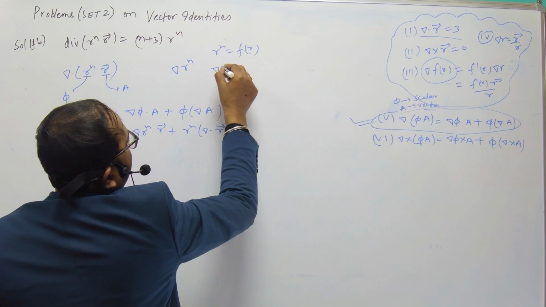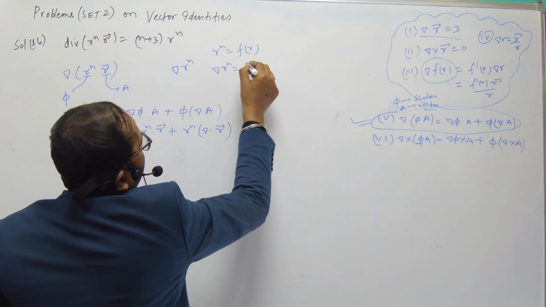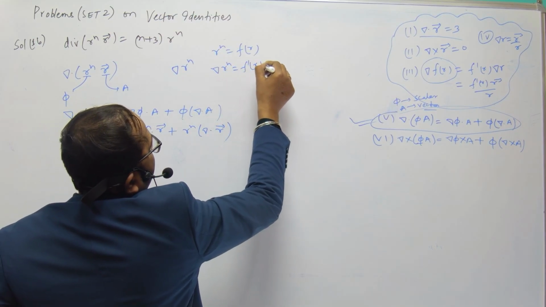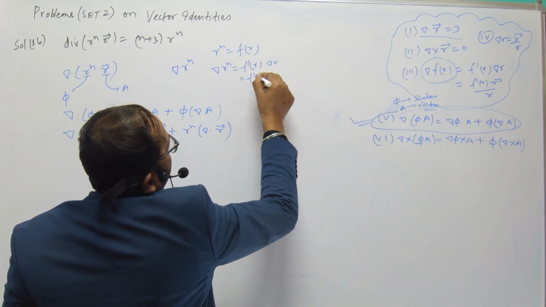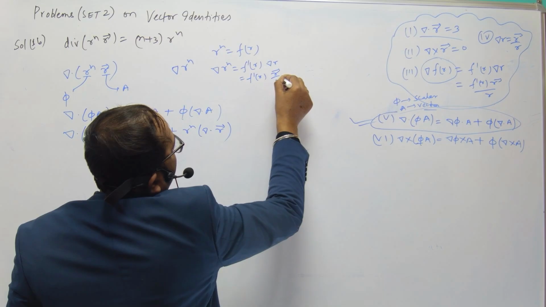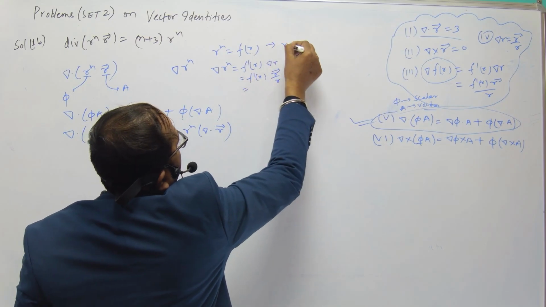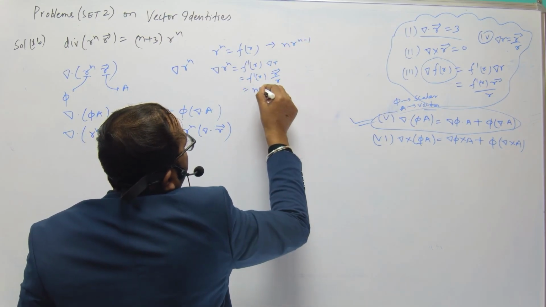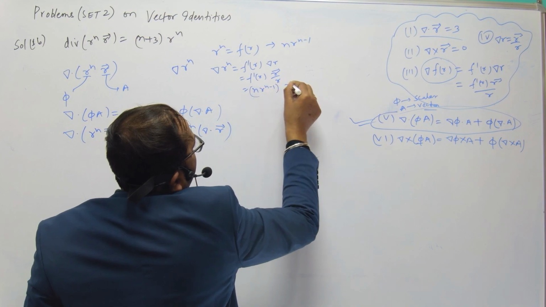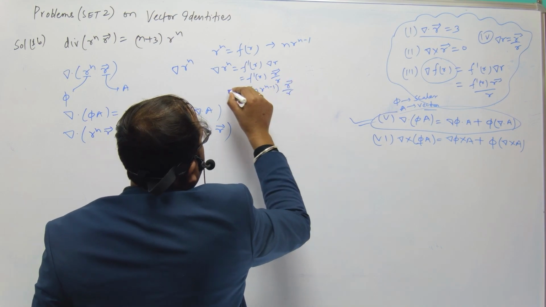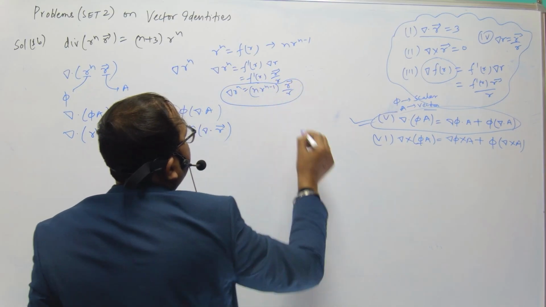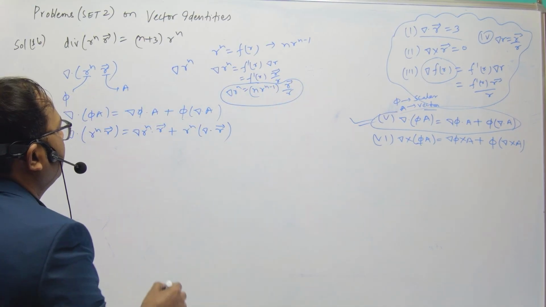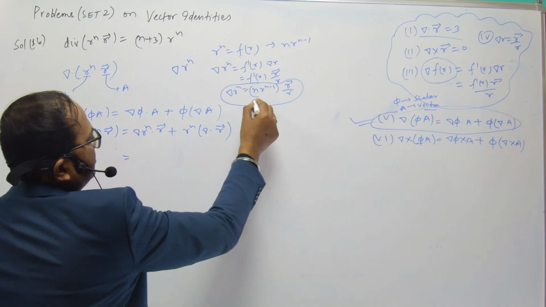We have the gradient of f(r) equal to f'(r) times the gradient of r, equal to f'(r) into r vector upon r. f'(r) is n r^(n-1). So n r^(n-1) times r vector upon r. This is del of r^n. Now let us place this value here.